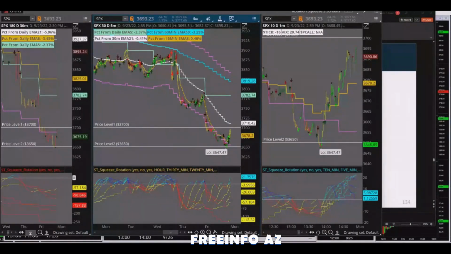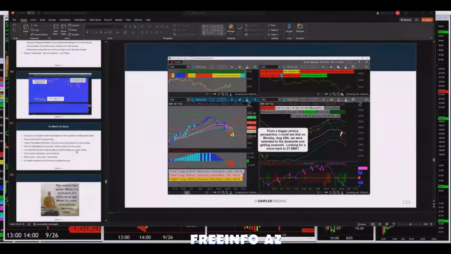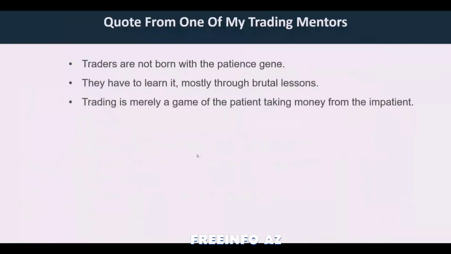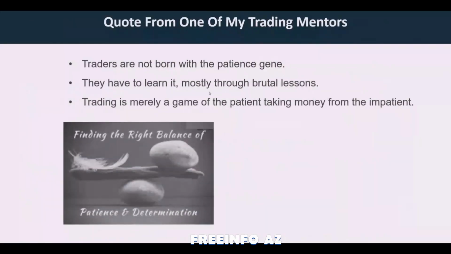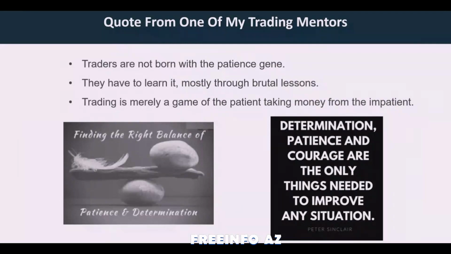Good stuff. Okay, so a couple things I want to show you then. One of the main things here is just kind of keeping in mind the goal. What's the goal of this, right? The goal of this is traders are not born with the patience gene, and they have to learn it mostly through brutal lessons. One of the things I found in doing this is that I'm able to sit and relax because I'm not worried about, oh my God, what if I miss this move? Because I've got really specific things I'm looking for.